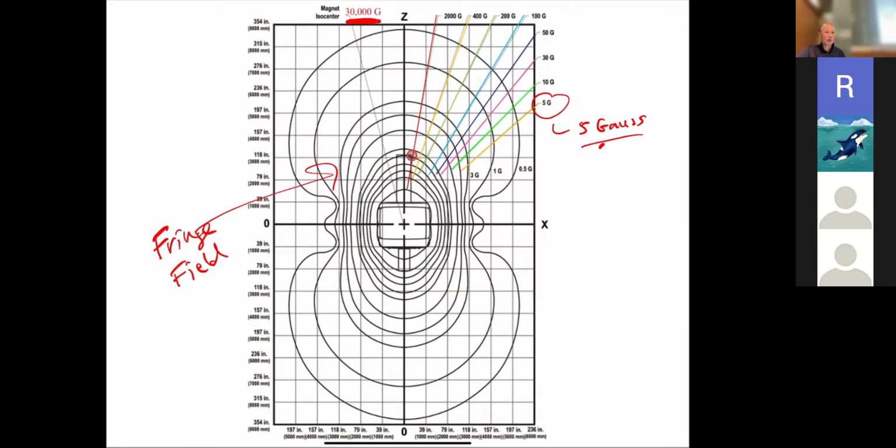Like once you cross, you take one extra step and all of a sudden you're in the danger zone because the fields are changing so quickly that that's where it gets ripped out of your hands.